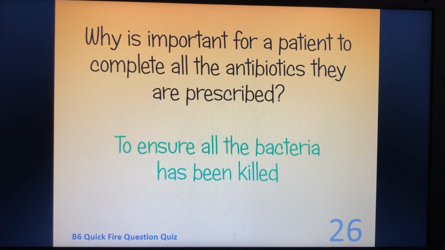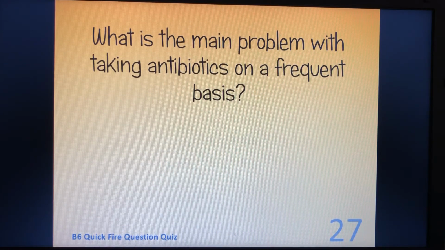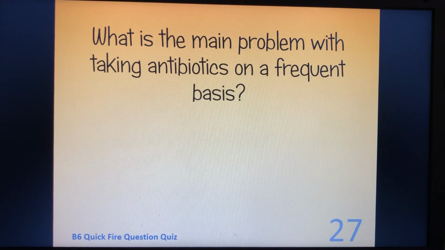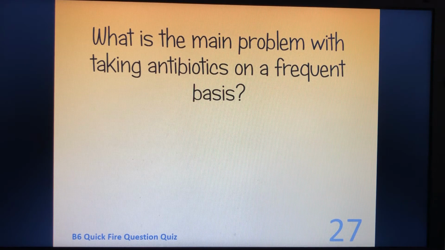Okay, moving on to question 27. What is the main problem with taking antibiotics on a frequent basis? So I go to the doctor and I ask for antibiotics and the doctor says, okay, yes, you can have them. And then a few weeks later I go back and I say, oh, I still have another bacterial infection. They get given antibiotics again. What's bad about that? What can happen inside our bodies?